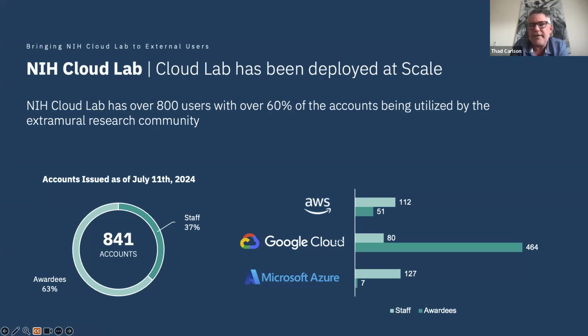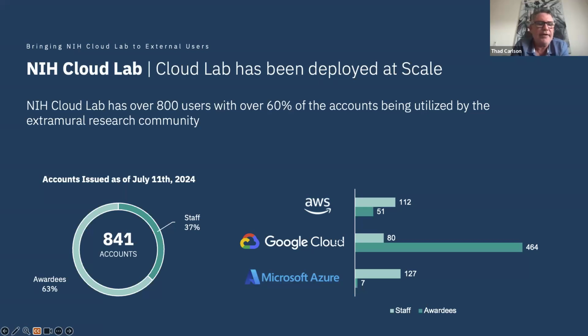Google is the largest at this point because of our partnership with NIGMS. They leveraged Google more than others. And we just started with Microsoft Azure. We're really just getting started with the extramural researchers on Azure, but that's really fast growing. There's a tremendous amount of interest in Gen AI, and we're seeing that Azure interest take off. We just continue to see the growth of it.